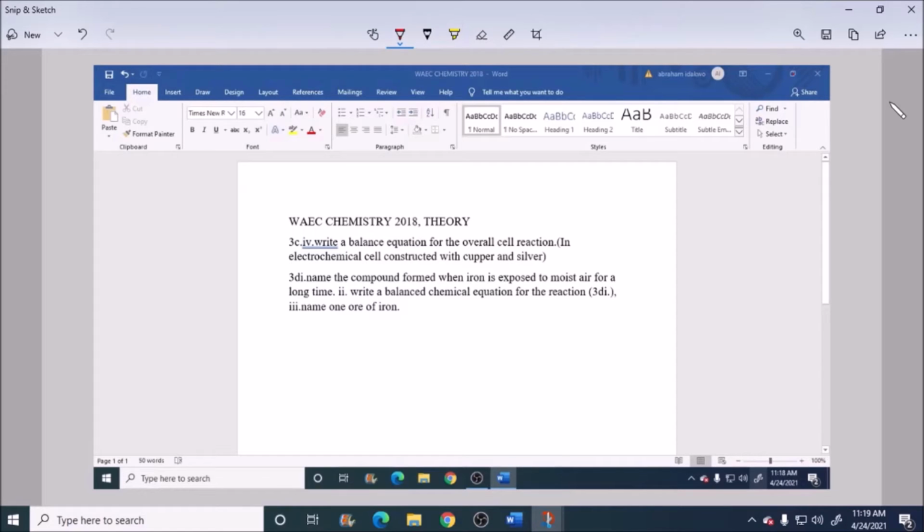Then 3D, Roman figure 2. Write a balanced chemical equation for the reaction in 3D, Roman figure 1. Roman figure 3. Name one ore of iron.